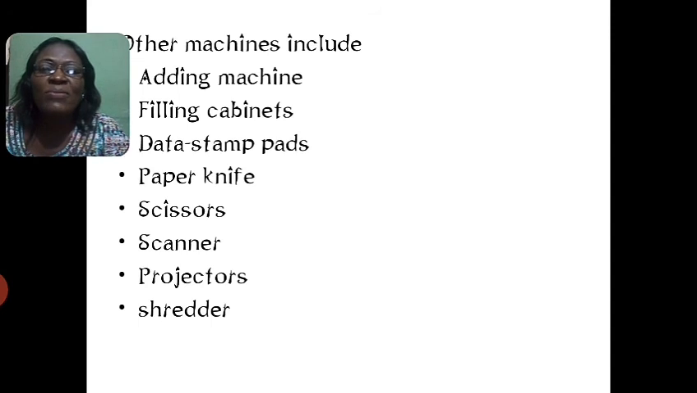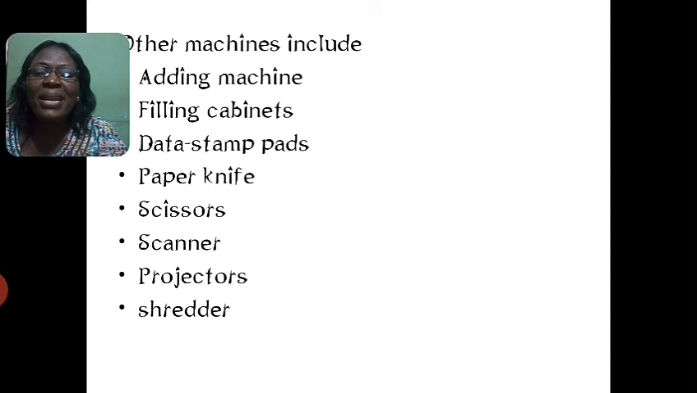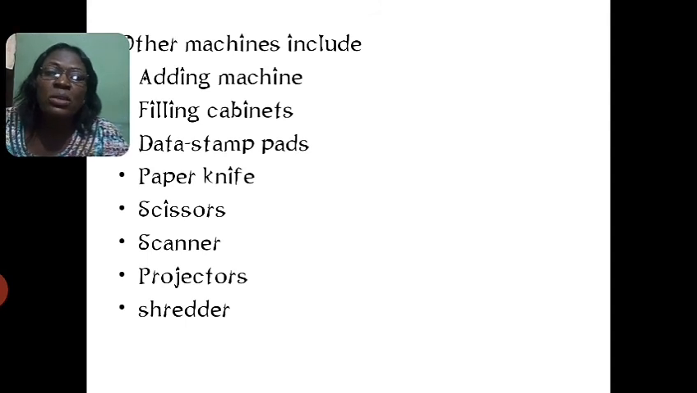Then we also have the filing cabinets. You have the date stamp pads, which you use to stamp your mails. Then the paper knife is just like the ordinary kitchen knife, but this one is somehow smaller. Then you have the scissors, which you are familiar with.